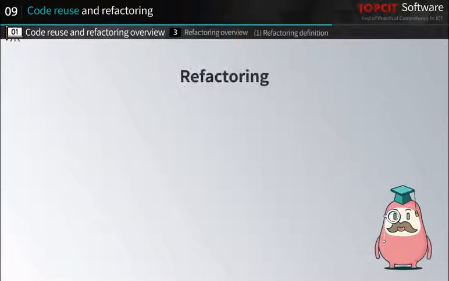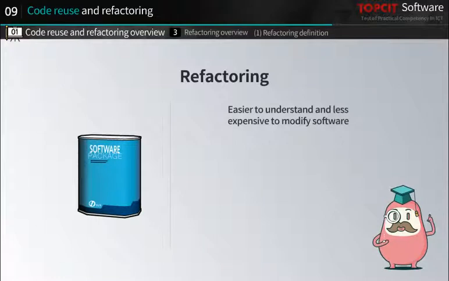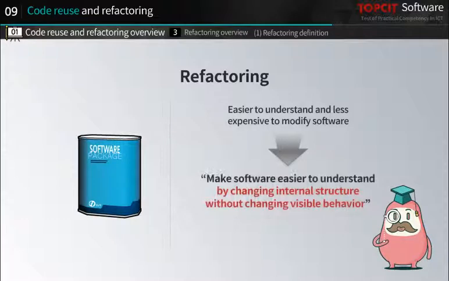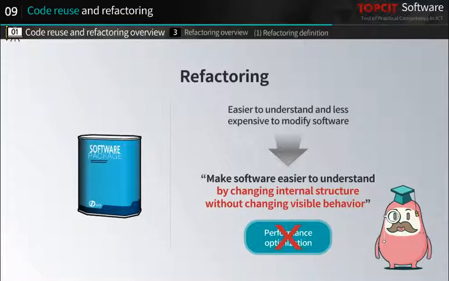Let's continue to see what refactoring is. Refactoring is to make the software easier to understand by changing the internal structure without changing the visible behavior, so that the software is easier to understand and less expensive to modify. This is different from performance optimization.